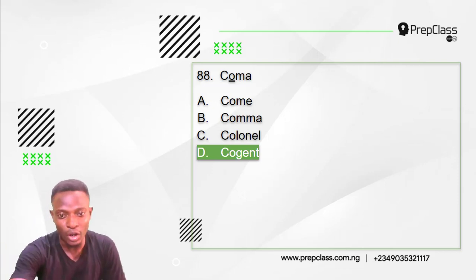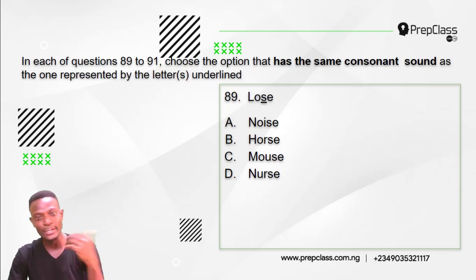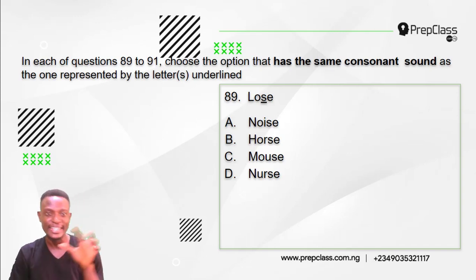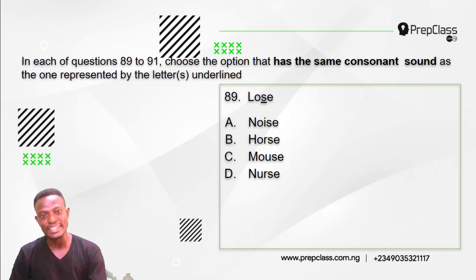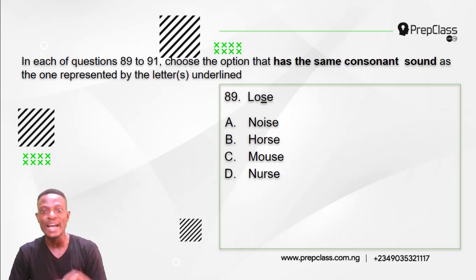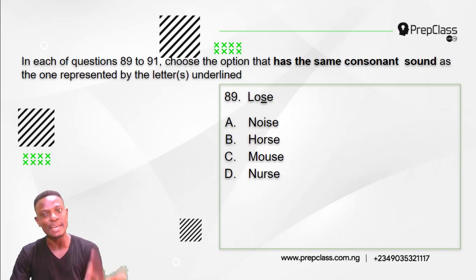Alright, moving on, question 89. For questions 89 to 91, there is an instruction. The instruction reads: in each of the questions 89 to 91, choose the option that has the same consonant sound as the one represented by the letters on the line.